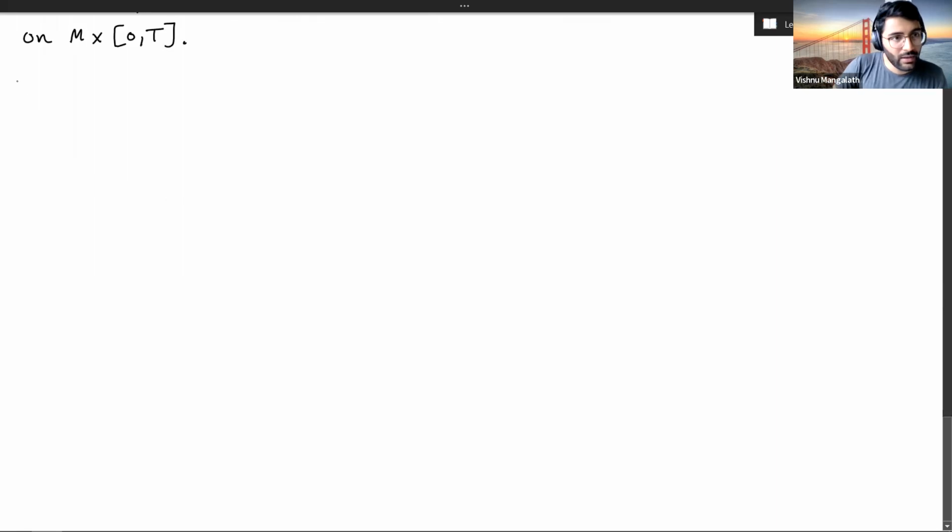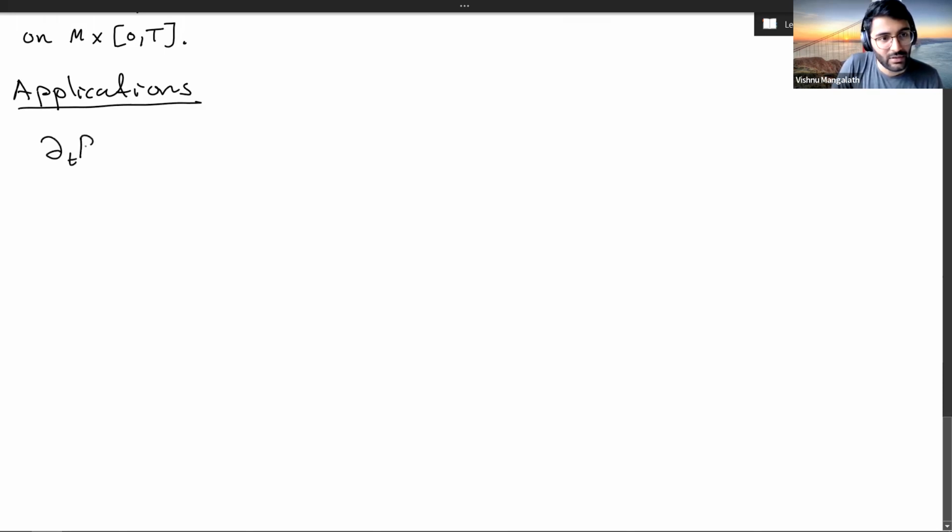So, applications. Remember that last week I did one of these evolution equations for the scalar curvature: the time derivative of R is equal to the Laplacian of R plus 2 times the norm of the Ricci curvature squared. I want to simplify this a little bit so that I can get a useful inequality to apply.